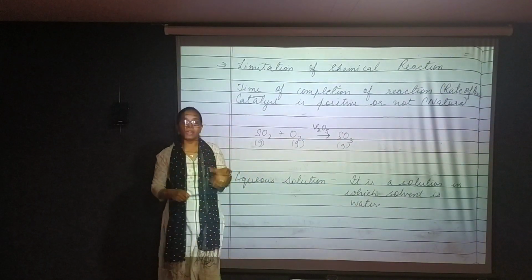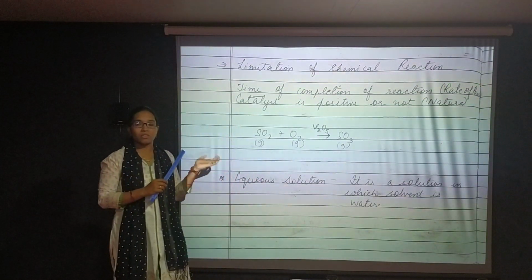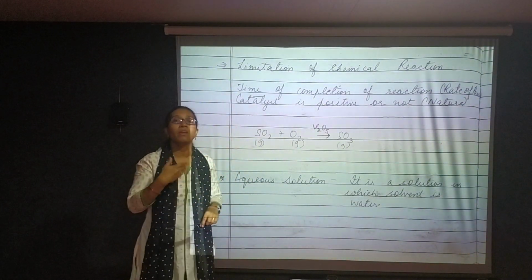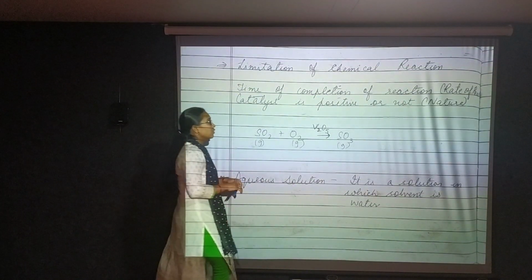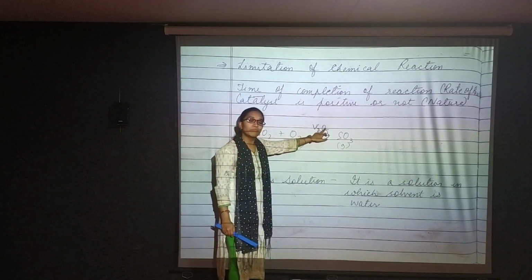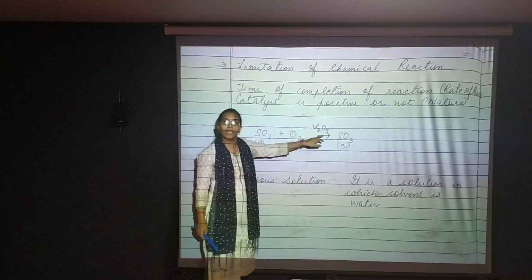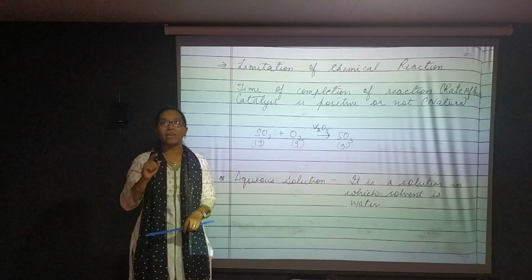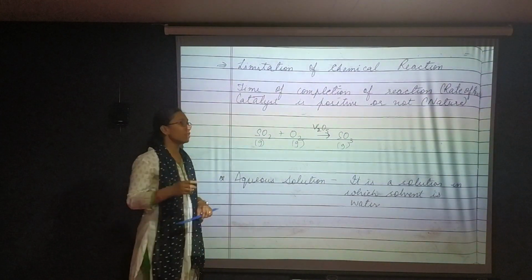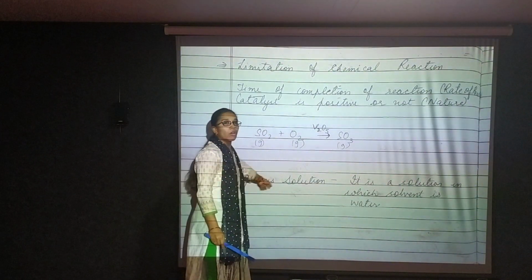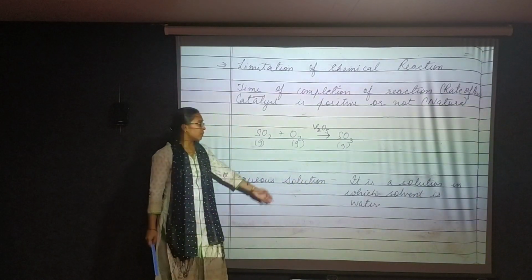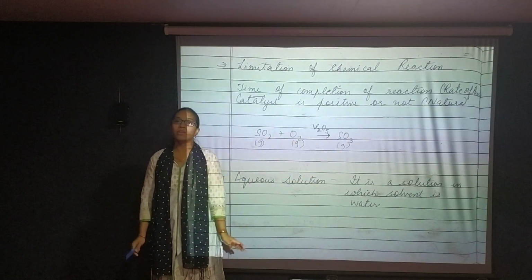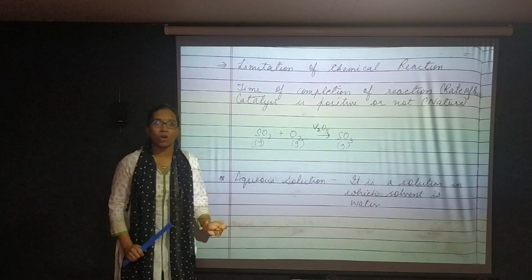And whenever you are heating it, suppose you are heating any two substances, you have to write heating at the top of this arrow only, and instead of heating you can also put the sign of a triangle, that means it is delta. The sign of delta also means it is heated up. Next, as I already told you, what is an aqueous solution? It is a solution in which the solvent is water. This is an aqueous solution.